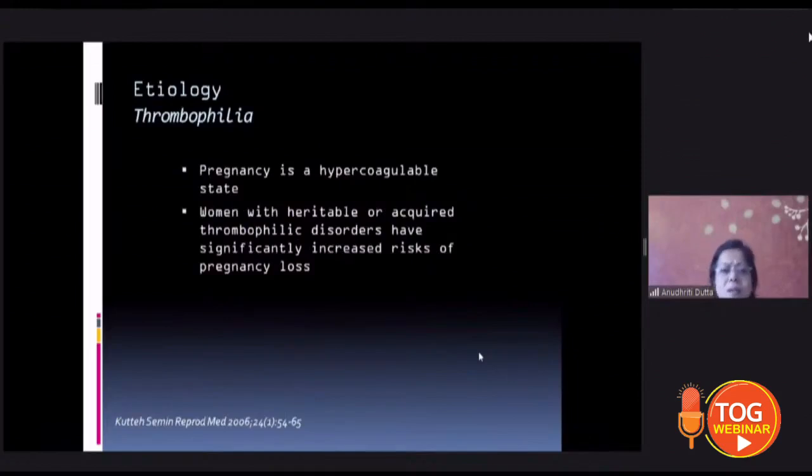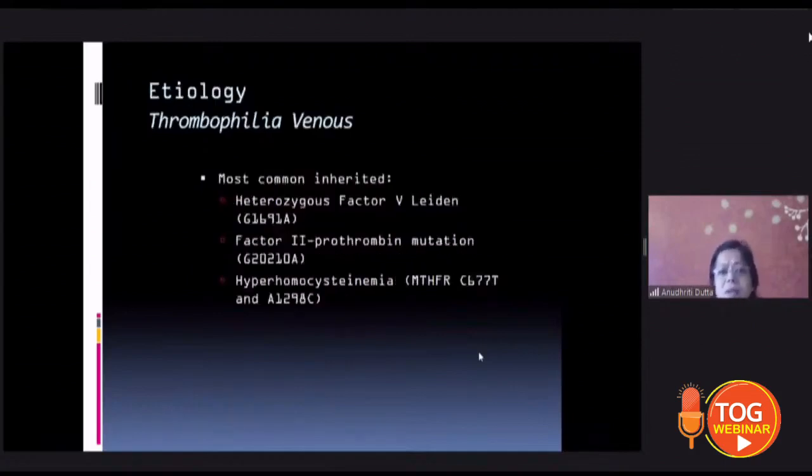Thrombophilias, another cause. We know that pregnancy itself is a hypercoagulable state and women may have heritable or acquired thrombophilic disorders which significantly increase the risk of pregnancy losses. Now, these can be venous thrombophilic or arterial. In the venous thrombophilic, we have heterozygous factor V Leiden deficiencies, prothrombin mutations and hyperhomocysteinemias.